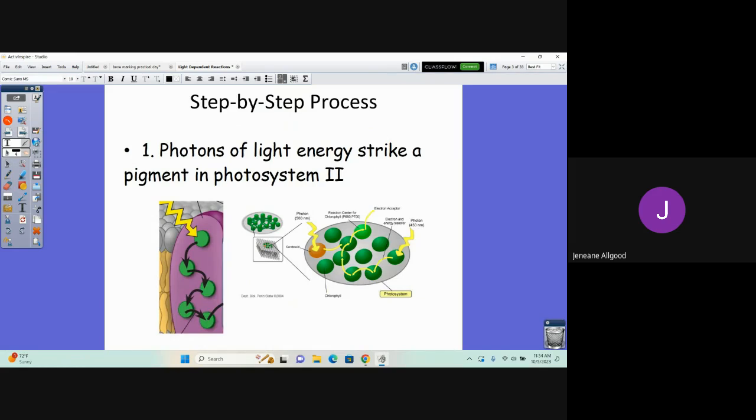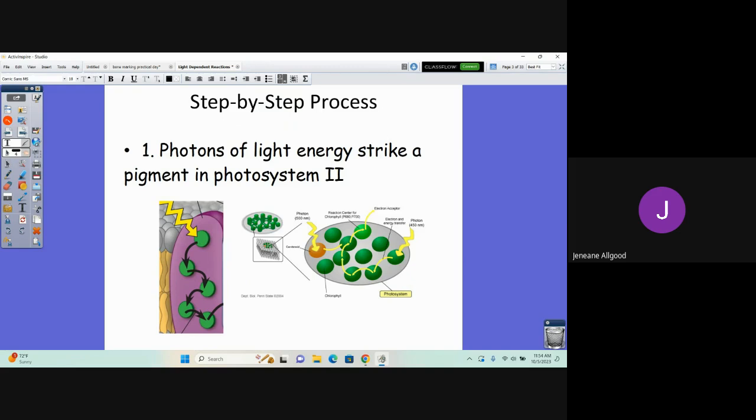Okay, so we did all the background stuff yesterday. So today we've just got to hop right into the process. So photons of light energy strike a pigment in photosystem 2. And I don't just want you to memorize one picture for a photosystem. You should be able to tell either of these pictures.